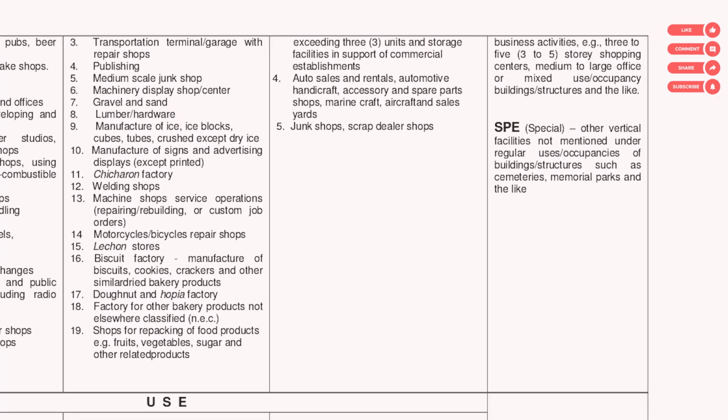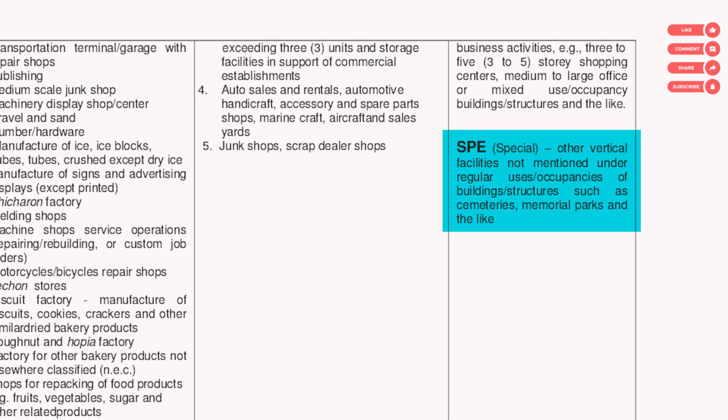SPE is just a special zone. This is a generic zone. It could be used for any project that is not covered by the others. Typically, special zones are created for cemeteries and memorial parks. But generally, it's an experimental zone. A zone that's created for a purpose that's different from the other zones. So they'll go in a special zone for that.